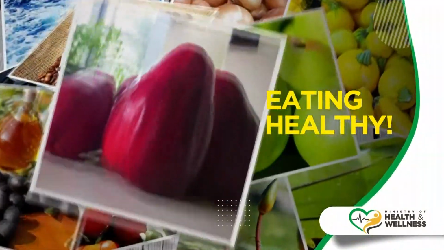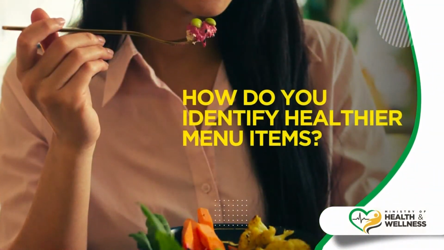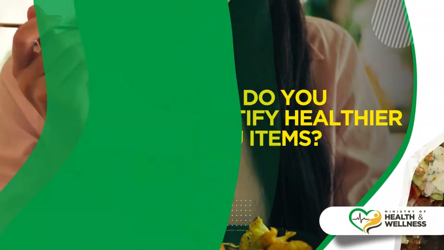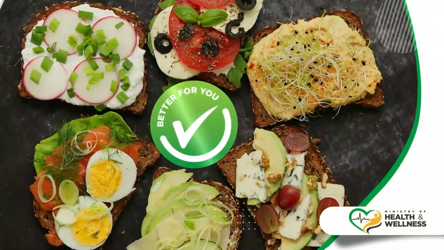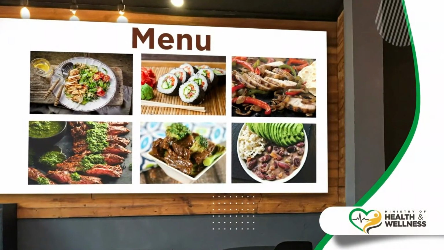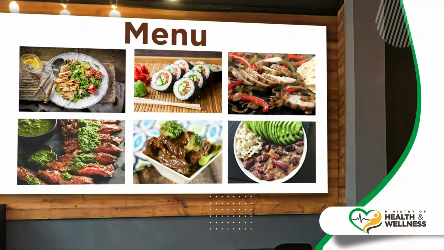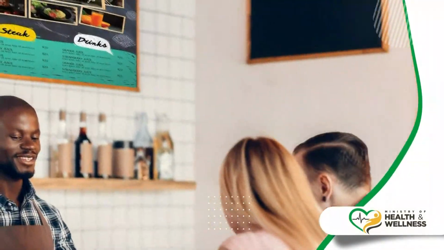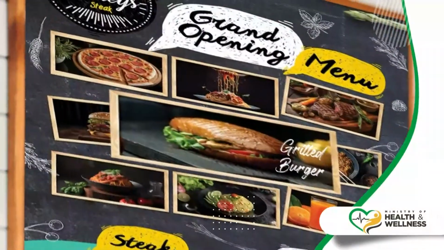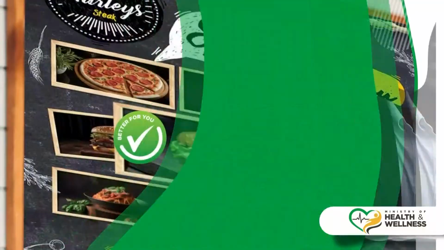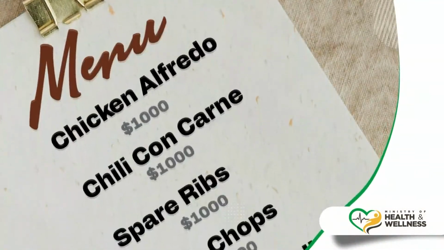The question is, how do you walk into a restaurant or fast food outlet and identify the healthier menu items? Better For You is an initiative to help Jamaicans to eat healthier. Restaurants and fast food outlets can voluntarily participate by identifying the items on their menu that meet the food-based dietary guidelines for Jamaica. These menu items would be easily identified with the Better For You logo, so customers can quickly identify healthier meal options by looking at the menu or menu board.